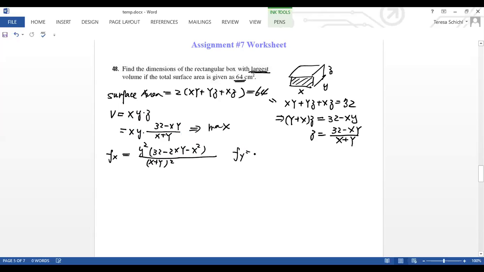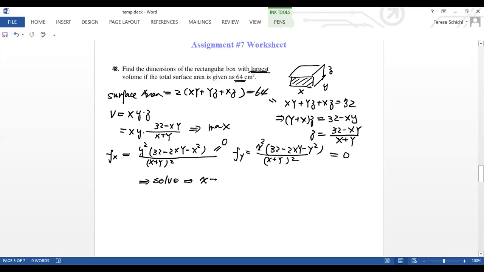Then f sub y is the same thing, using the quotient rule. It is x squared times (32 minus 2xy minus y squared), over (x plus y) squared. Like I said, you can double check. Then you set this one equal to 0 and this one equal to 0, and solve this system.